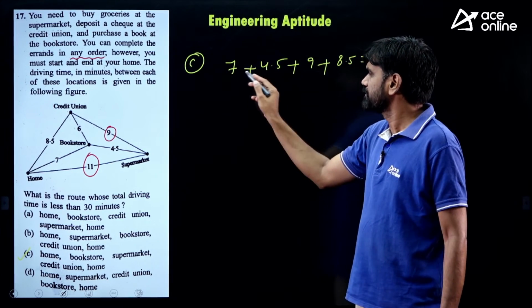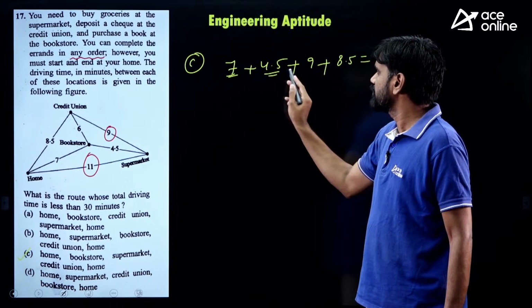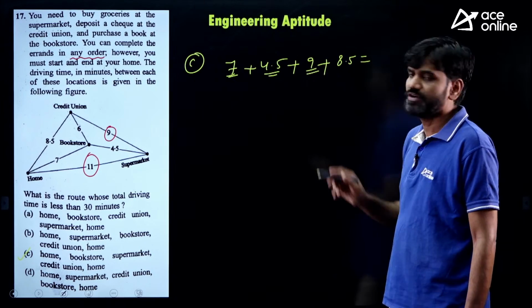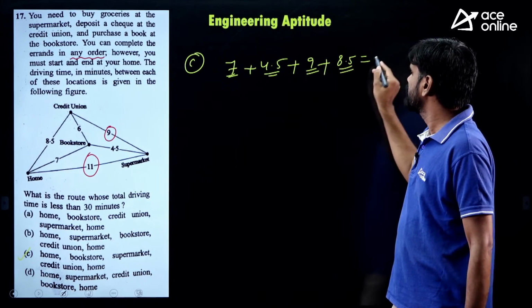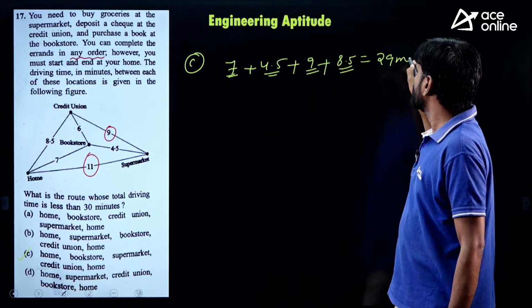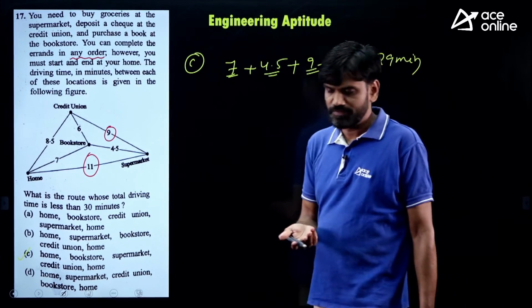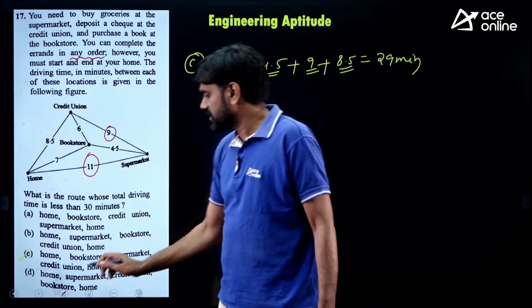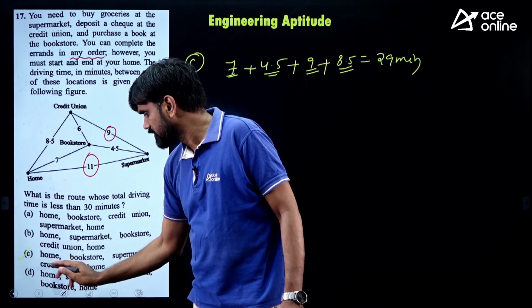This is 11.5. So 7 plus 4.5, 11.5, 11.5 plus 9 will give you 20.5 plus 8.5. It is giving you how many minutes? 29 minutes, which is less than 30. So what they are asking you is, which is taking less than 30 minutes, hence it should be option C.